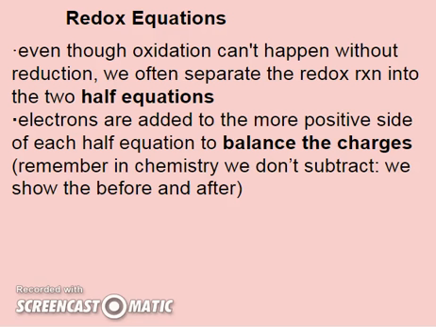As mentioned in 9.1, even though oxidation can't happen without reduction, we do often separate the redox reaction into the reduction and the oxidation halves. We call these half equations. Electrons are added to the more positive side of each half equation. You list the species with its oxidation number before and after, either increasing or decreasing, and then you include the electrons on the more positive side of each half equation so that the charges are balanced with the other side. Because in chemistry, we don't subtract. We show the before and after.